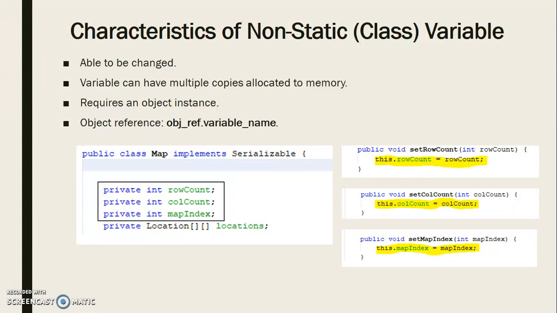A different feature from the static variable is that non-static variables require an object instance before they can be used within a program. Those require an object reference followed by a dot operator and the variable name. Here are some instance variables that we put in our map class that contain the number of rows and the number of columns, and with instance variables we refer to those using the keyword this.